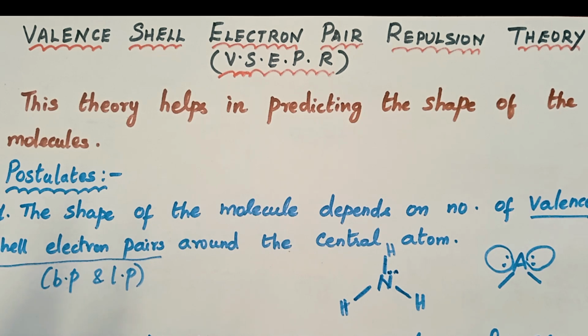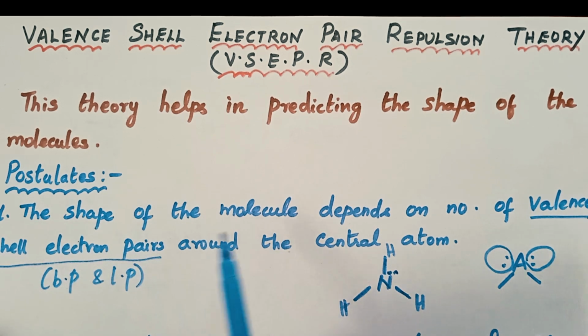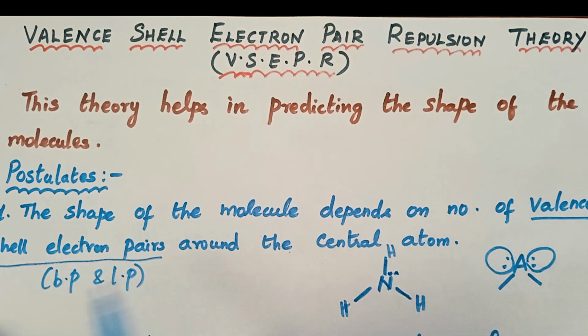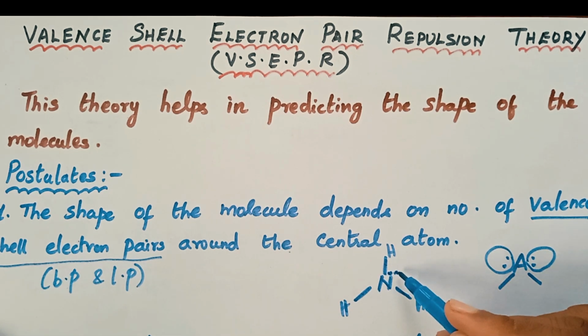Today's topic is VSEPR theory, that is valence shell electron pair repulsion theory. This theory helps in predicting the shape of the molecules. First we will see the postulates of this theory. The shape of the molecule depends on the number of valence shell electron pairs around the central atom. These valence shell electron pairs include bond pairs as well as lone pairs.